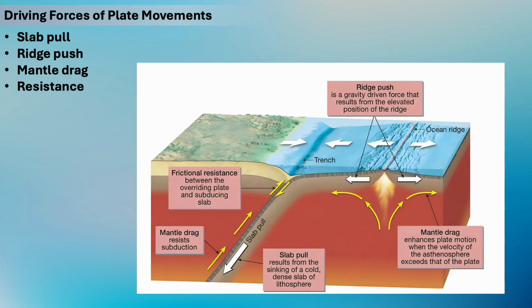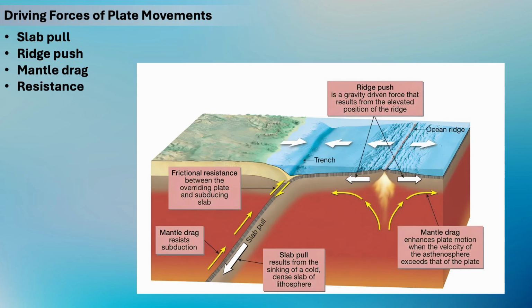Another driving force is ridge push. Mid-ocean ridges are elevated because newly formed lithosphere is hot and buoyant. As this lithosphere cools and thickens away from the ridge, gravity causes it to slide slowly downhill. This gravitational sliding pushes the plate away from the ridge axis.